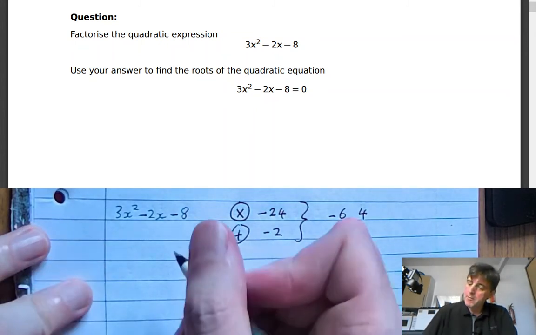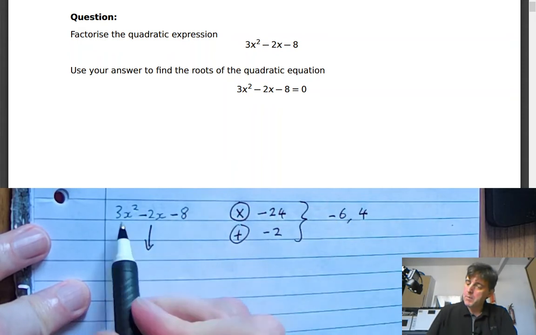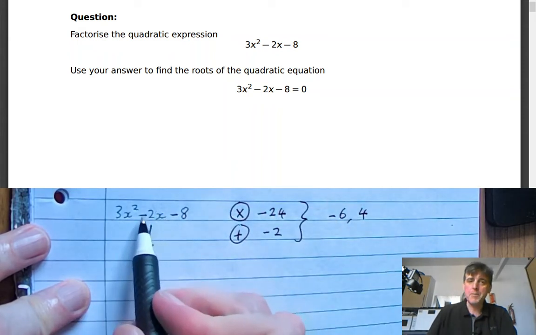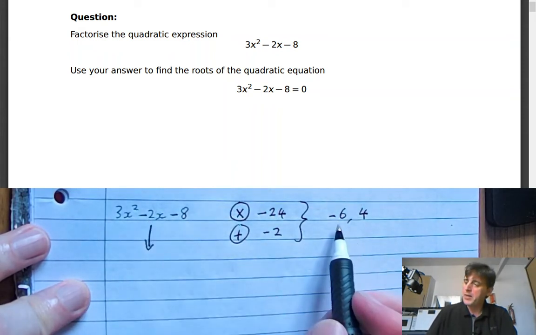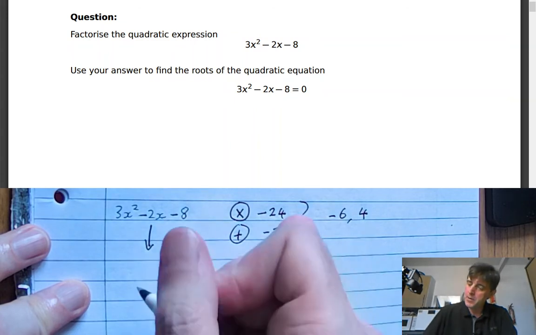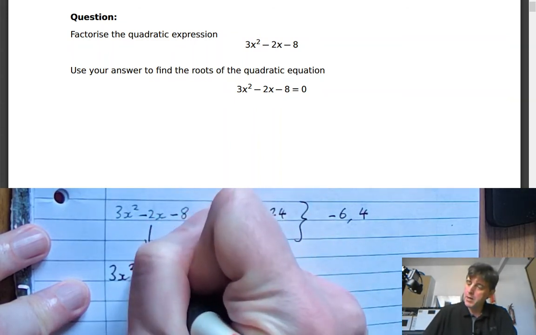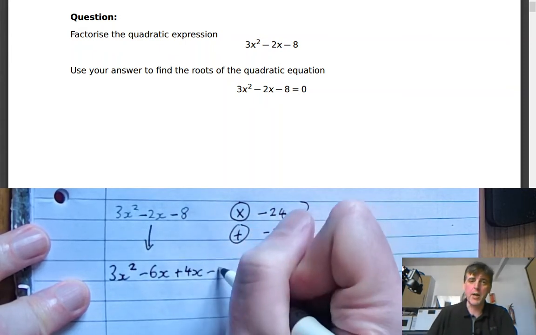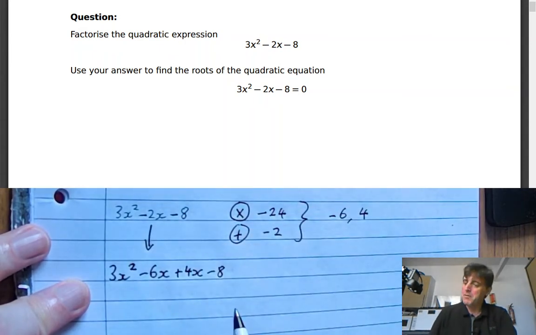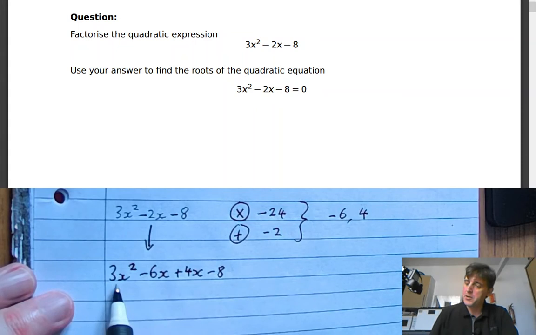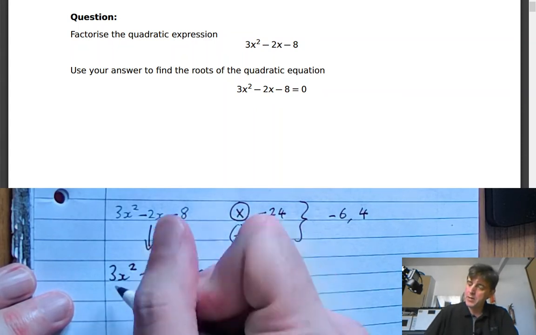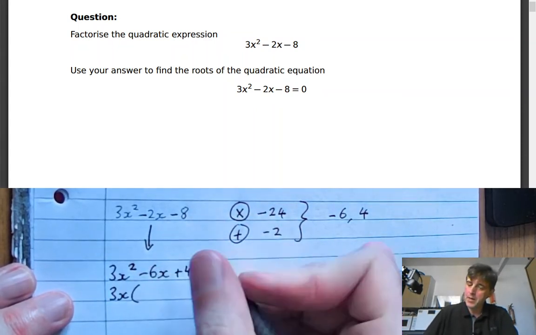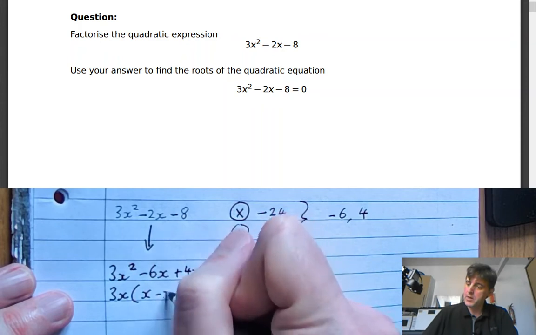So what I'm going to do now is I will write the -2x here. I'll split it up into a -6x and a +4x. I'm going to end up with 3x squared minus 6x plus 4x, and then that -8 is still hanging around. And the reason I've done this is so that I can take these first two terms. I can do a bit of factorizing here, and I think it becomes this.